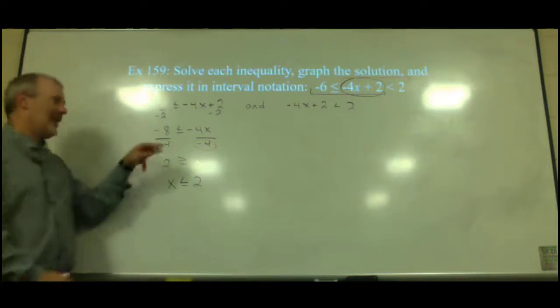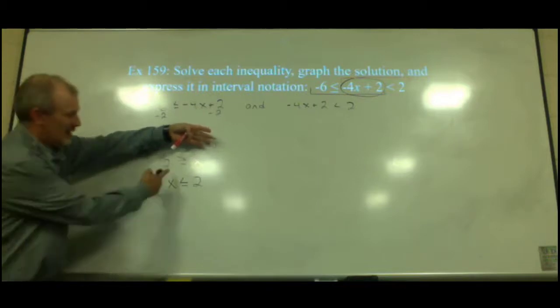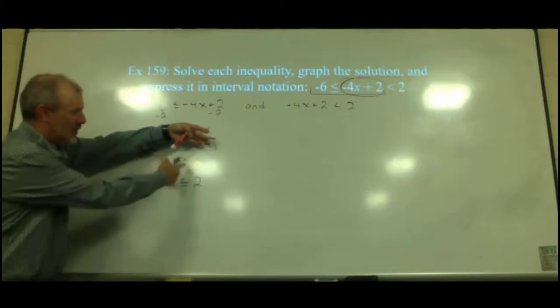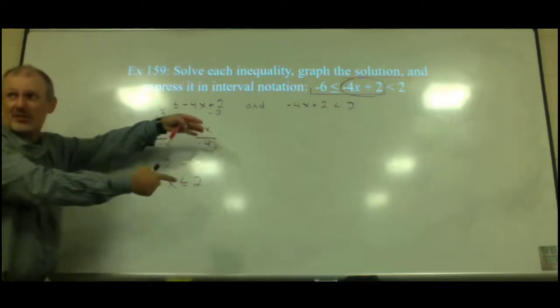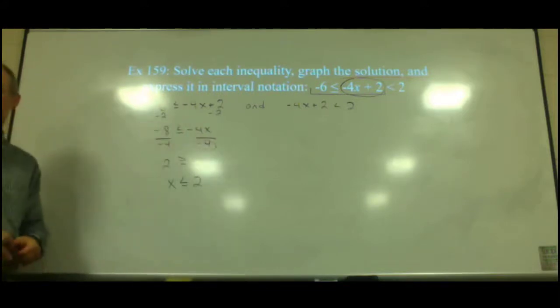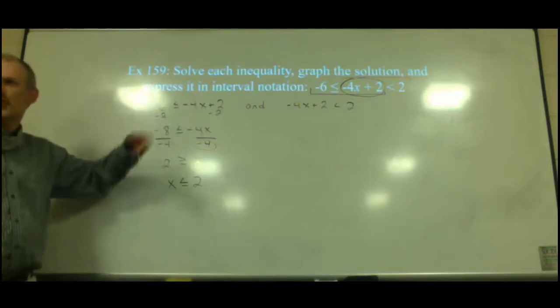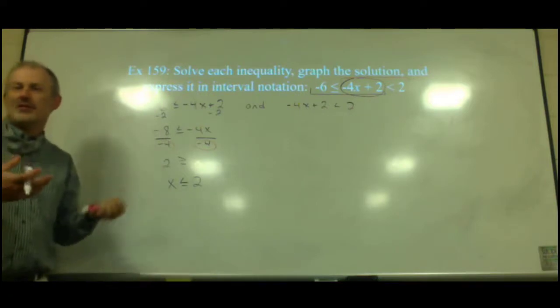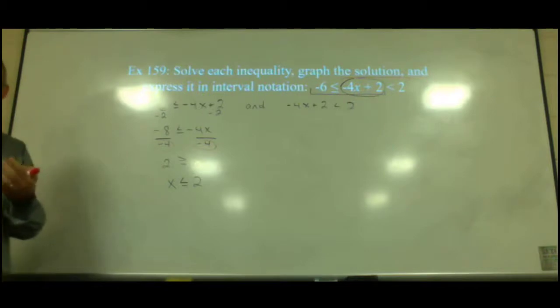It's not really because of that, but it's kind of separate. If you're going to say 2 is greater than or equal to x, but you want the x to be first, you have to say x is less than or equal to 2. Actually, what I would have done is add 4x to both sides, but you don't have to. We just eventually want to get that x over on the left because it's easier to work with that way.